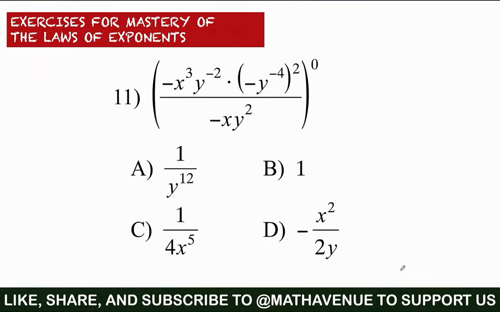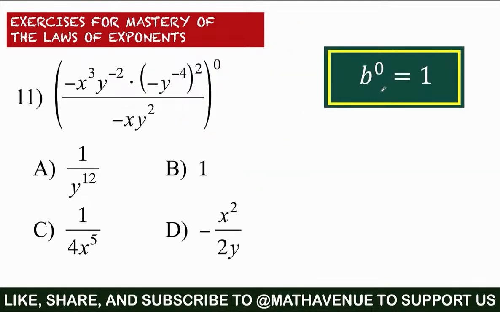Now, problem number 11. When you have a problem like this, even though this appears to be too complicated here, but the exponent is 0, we know that the entire thing is equal to 1. So for here, the answer is letter B. That is because any number raised to 0 is equal to 1.